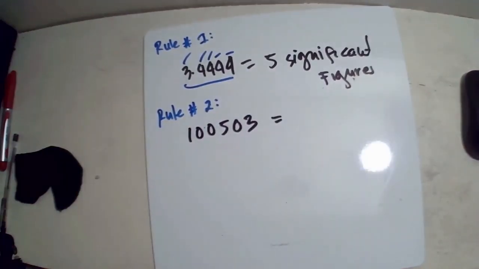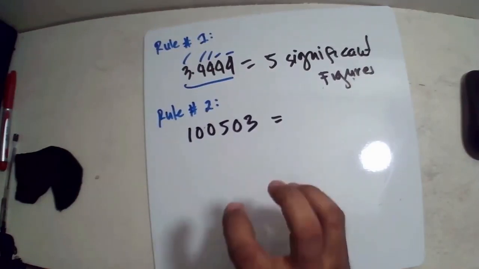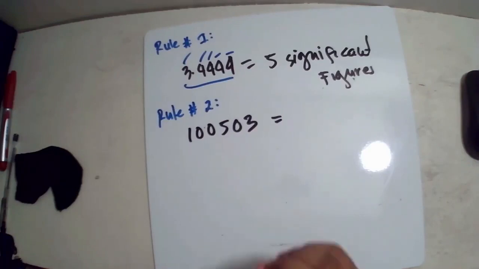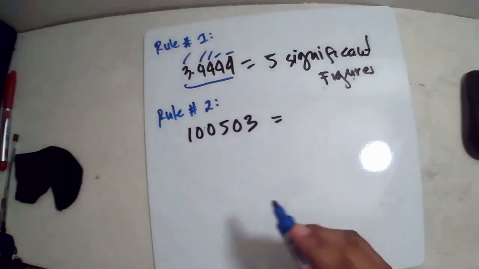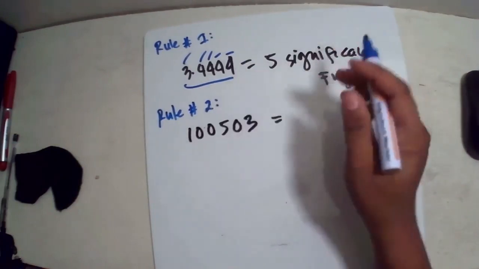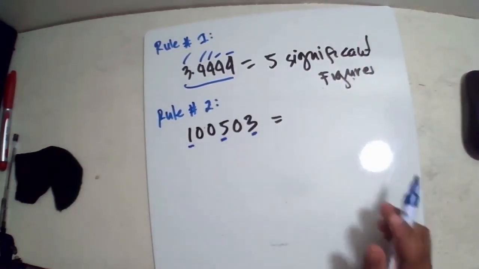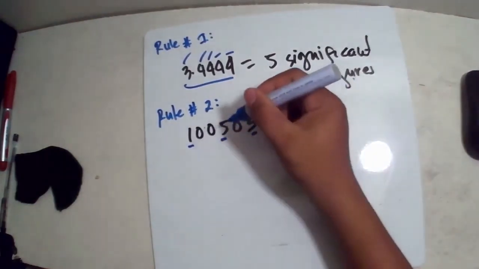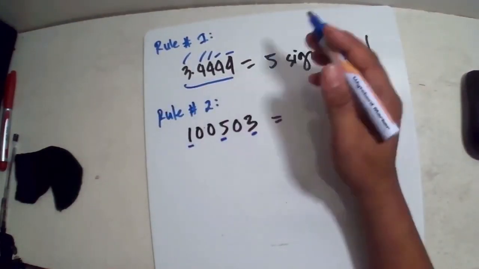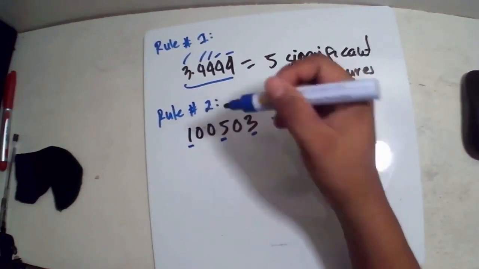How many significant figures do we have, applying rule number 2? According to rule number 2, all zeros between non-zero digits are significant. That is why, if we have to count the significant figures that we have here, all zeros here are counted. It's because they are in between the non-zero digits. So these are all considered significant figures.